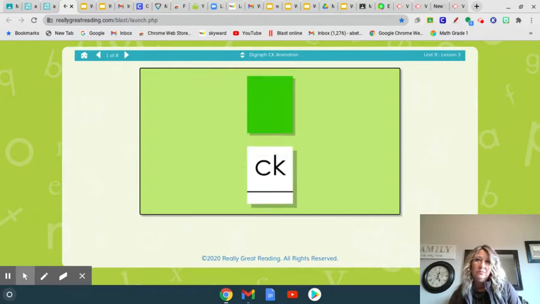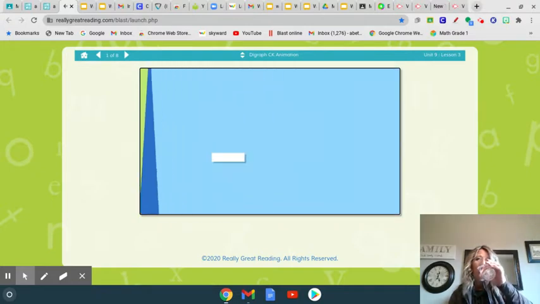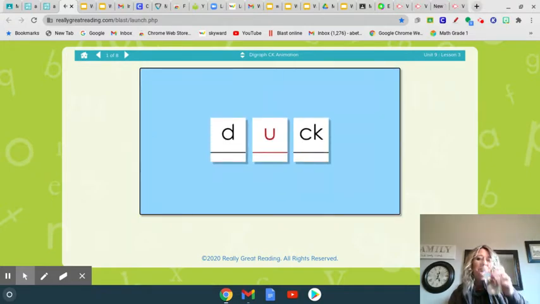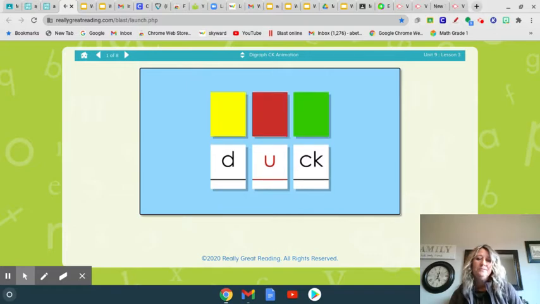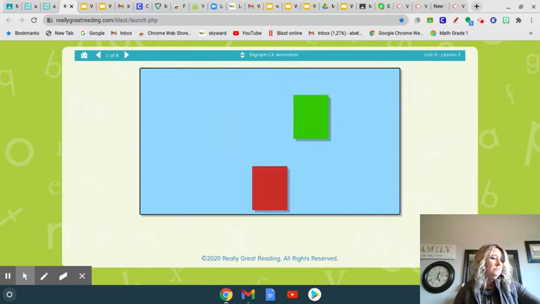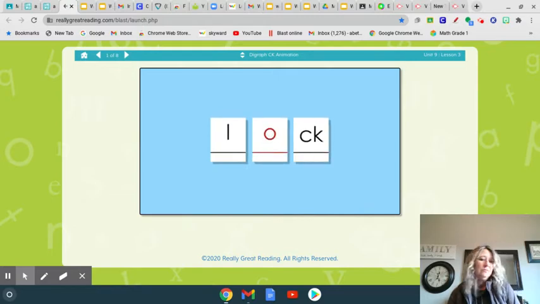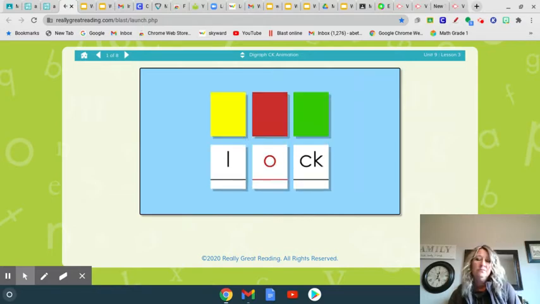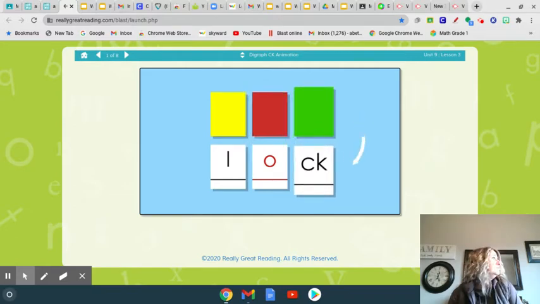In the digraph CK, the C and K work together to spell the sound K. When we see the digraph CK, it makes just one sound, K. Let's look at the word duck. Duck has 4 letters, but just 3 sounds: D, U, K. The final speech sound K is spelled with the digraph CK. Think about the word lock. Lock has 4 letters, but just 3 sounds: L, O, K. The digraph CK is making the sound K.